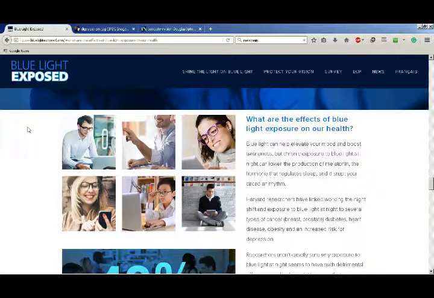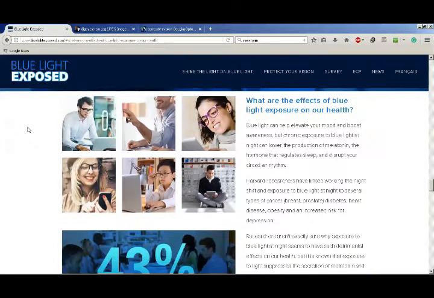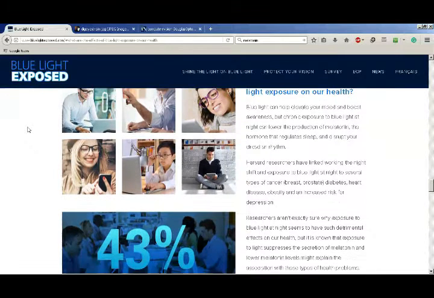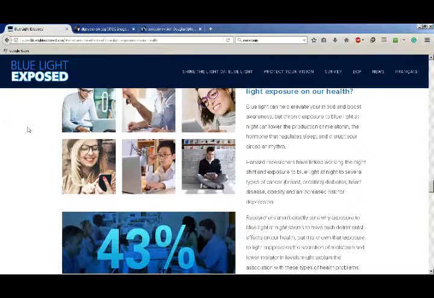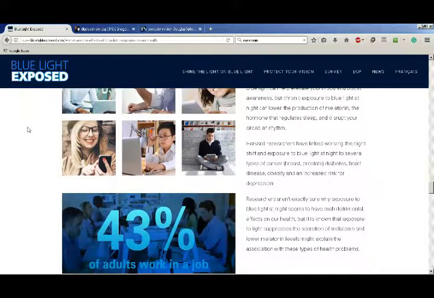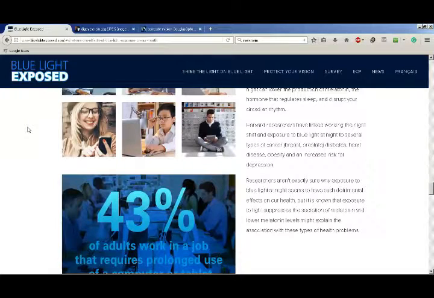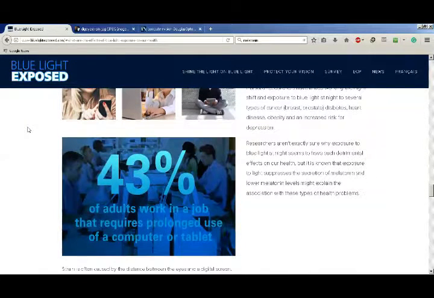But it says, what are the effects of blue light exposure on our health? Blue light can help elevate your mood and boost awareness, but chronic exposure to blue light at night can lower production of melatonin, the hormone that regulates sleep, and disrupt your circadian rhythm. Harvard researchers have linked working the night shift and exposure to blue light at night to several types of cancer, breast, prostate, diabetes, heart disease, obesity, and risk of depression.